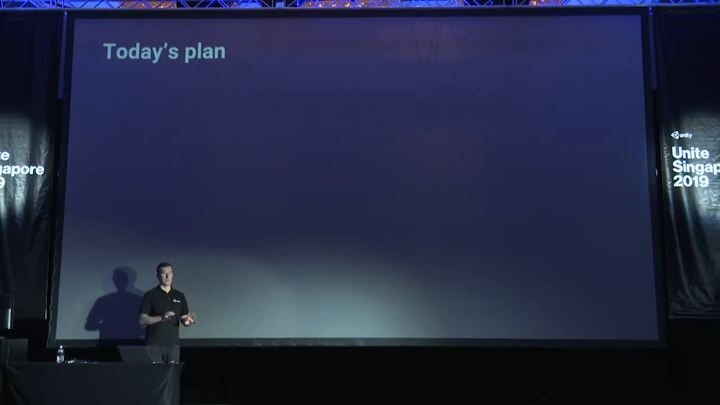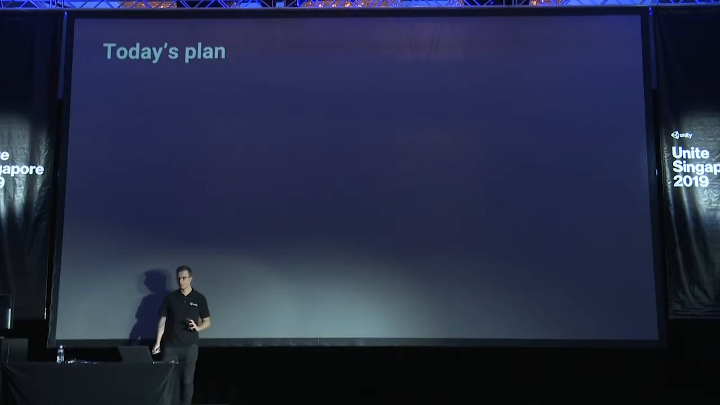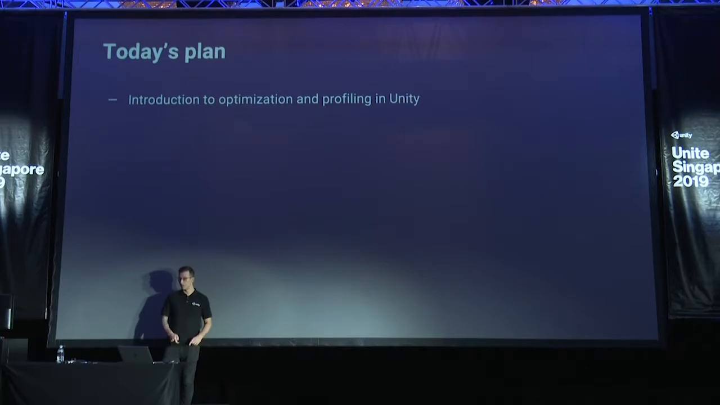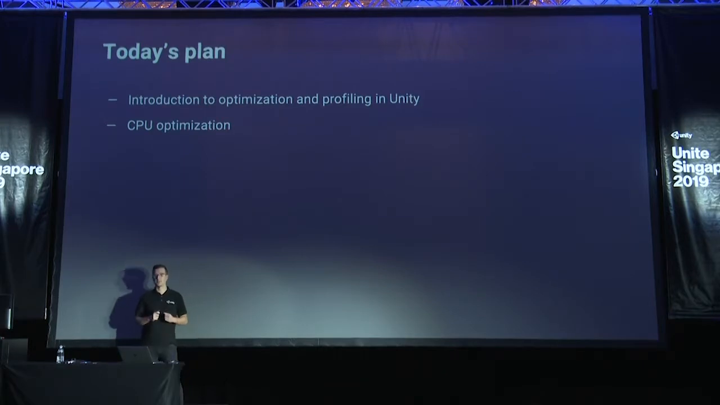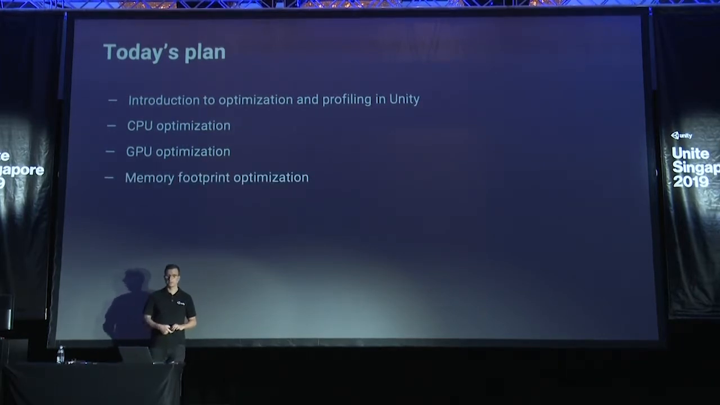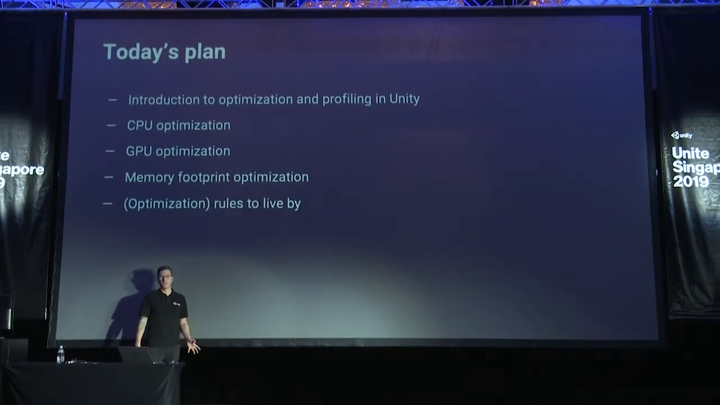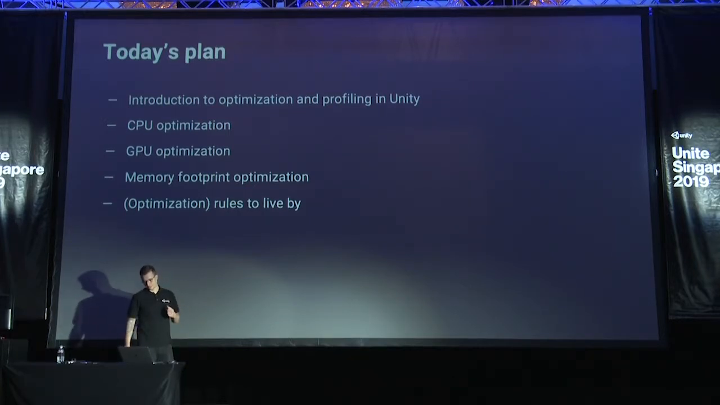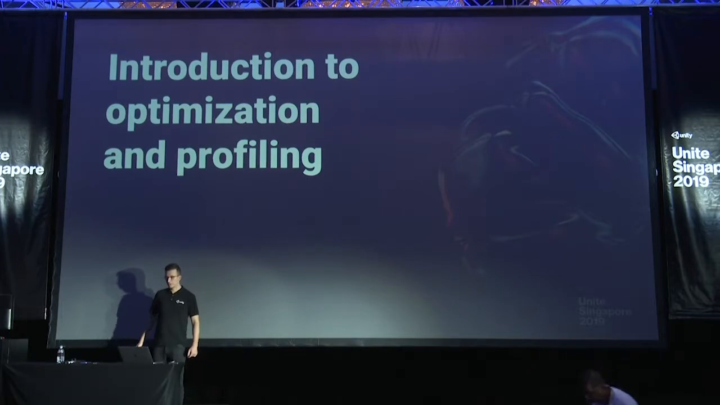So today's plan will be to break this into 5 sections. The first one will be introduction to optimization and profiling in Unity. Then we'll dig into some examples of CPU optimization, followed by GPU optimization, and after that, also very important, memory footprint optimization. So basically we'll go through some examples that show how we can optimize the memory and reduce its size. And we'll finish with some optimization rules that we should apply in our daily developer's life. So let's start with the introduction to profiling and optimization.